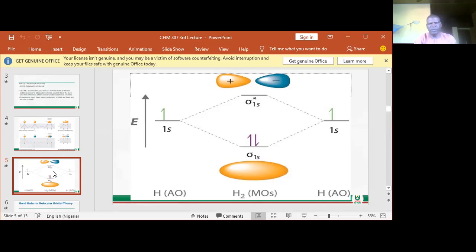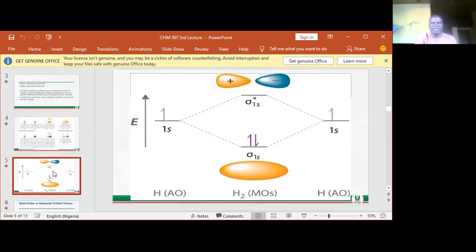In some books, you may see the bond order defined as the number of paired electrons in the bonding molecular orbital minus the number of paired electrons in the anti-bonding molecular orbital. So if we apply that to the diagram before us, in the bonding molecular orbital there is one paired electron. In the anti-bonding molecular orbital, there is no electron at all. So your bond order here will be 1 minus 0, which is equal to 1.